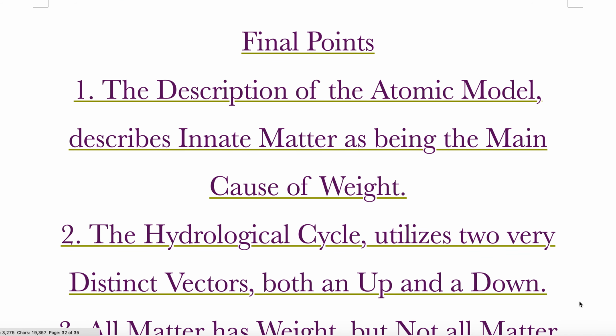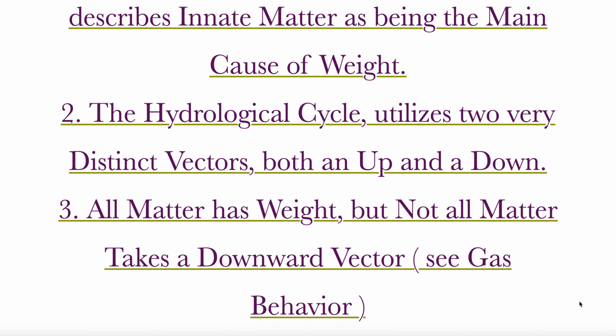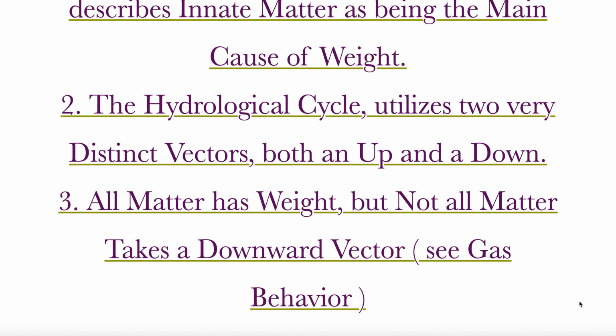Final points. One, the description of the atomic model describes innate matter as being the main cause of weight, right? The neutrons. It's described in that way. It's a description, but they describe innate matter as being the main cause of weight. Two, the hydrological cycle utilizes two very distinct vectors, both an up and a down. There's two vectors. All matter has weight, but not all matter takes a downward vector. See gas behavior.